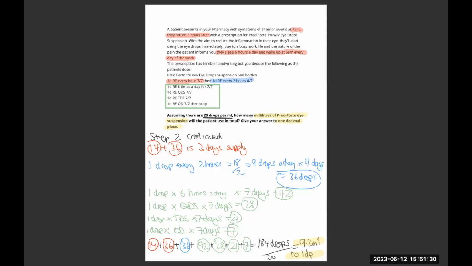A very tricky question, so it's important that you learn that eye drops are given during waking hours only, and I think that will help you understand and answer these types of complicated questions in the exam.